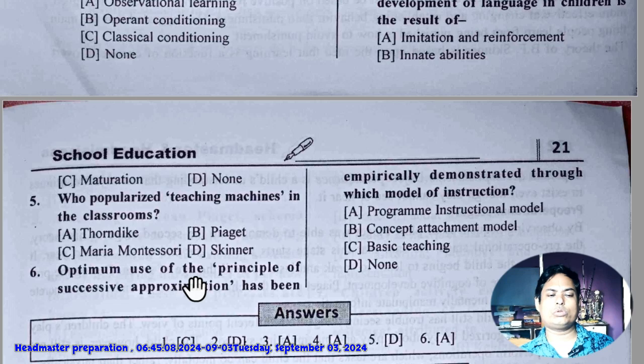Optimum use of the principle of successive approximation has been empirically demonstrated through which model of instruction? A programmed instructional model.